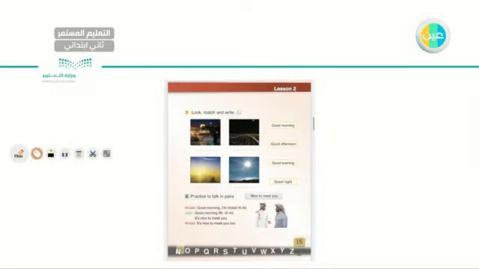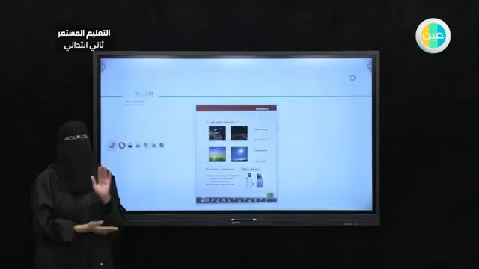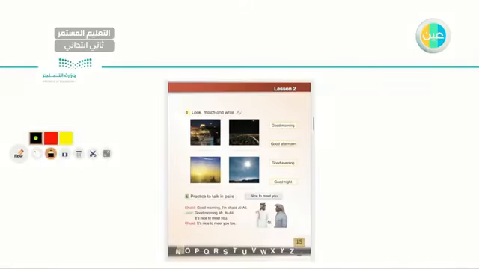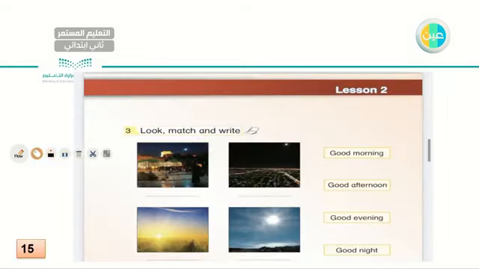Okay, you have this at page 15. I will have it enlarged in a minute, but I need you to go to page 15, okay? At this one, as you can see, I have the same phrases, but now I will match them with their pictures or with a suitable picture, okay? So let's go to the next one. Remember, we are at page 15, so look, match, and write.